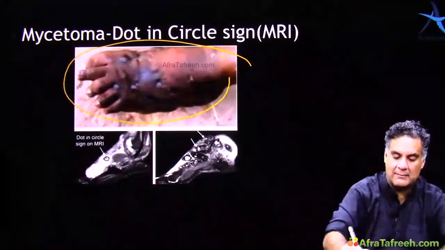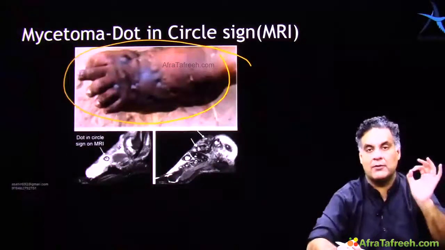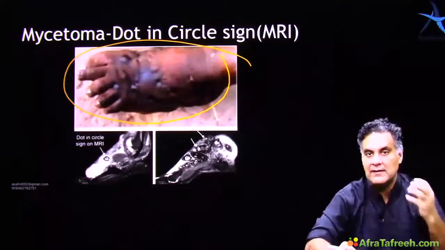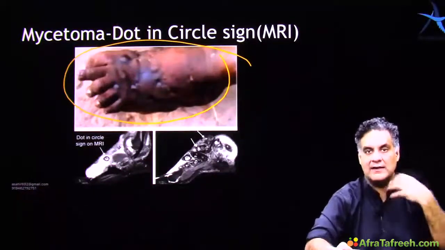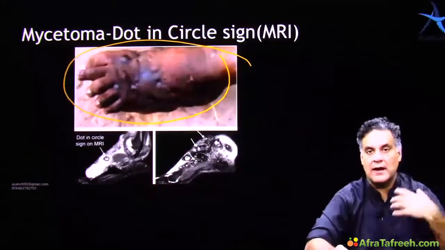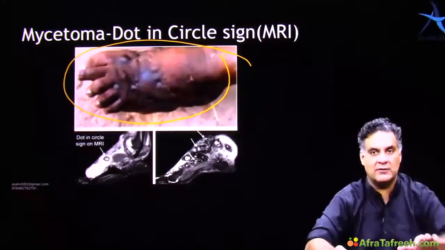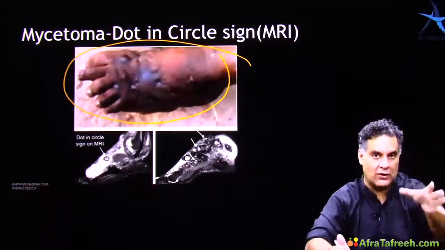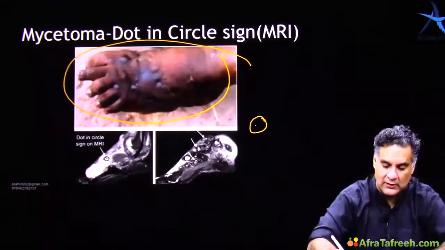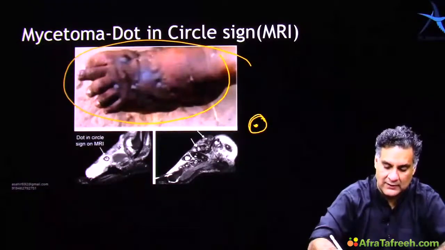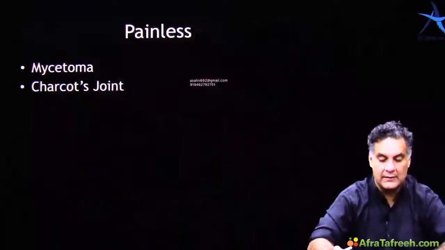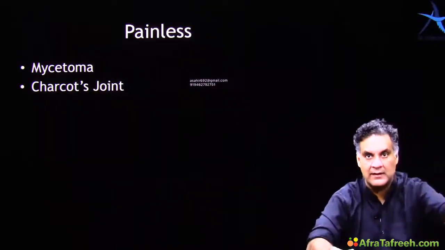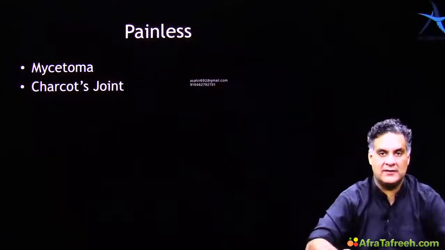If you have multiple draining sinuses around the foot, think about mycetoma, the fungal mycetoma. And if you have it around the jaw, that is actinomycosis. So above the waist is a bacterial cause, below the waist is a fungal cause, and mycetoma on MRI creates a dot-like circle. This is the dot-in-the-circle sign, remember that. And two conditions which are painless and orthopedic: Charcot's and mycetoma. So remember, the neuropathic joints and the mycetoma.